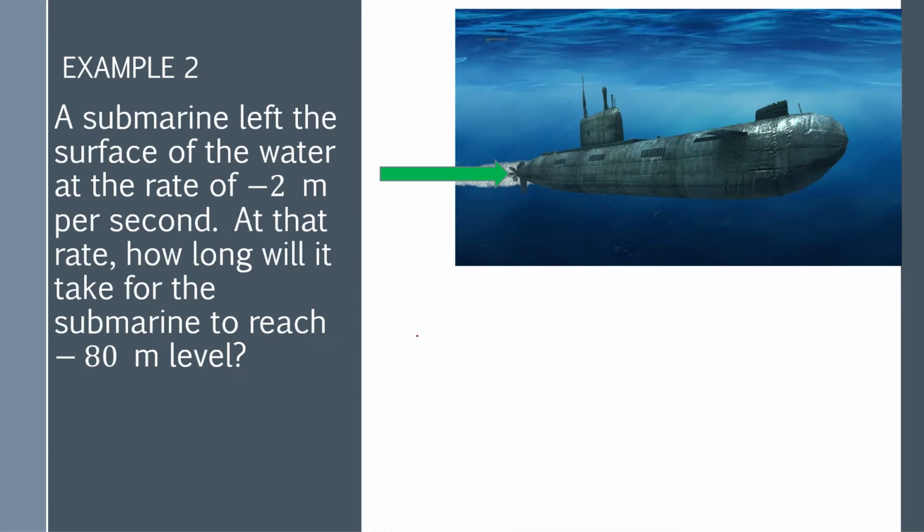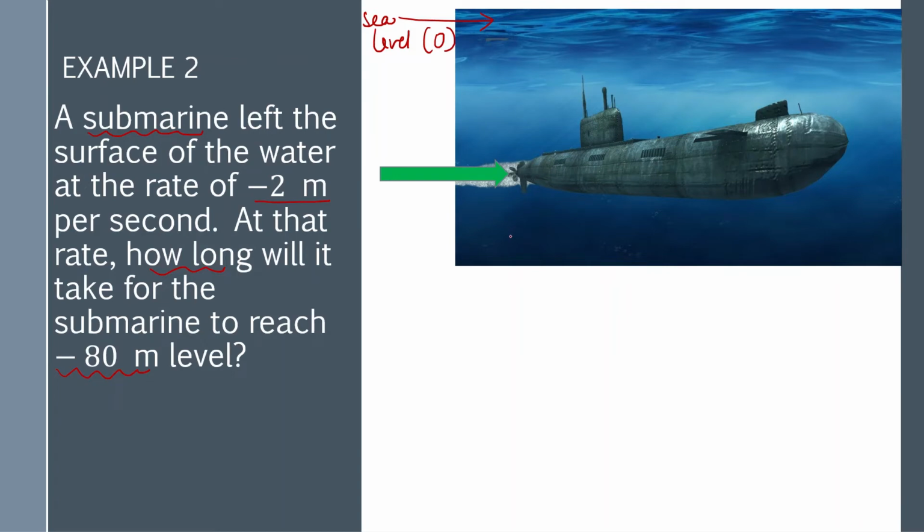Let's do one more example. A submarine left the surface of the water. Now we will take this surface as sea level, which is 0. It left the surface of the water at the rate of negative 2 meters per second. At that rate, how long will it take for the submarine to reach the negative 80 meter level?